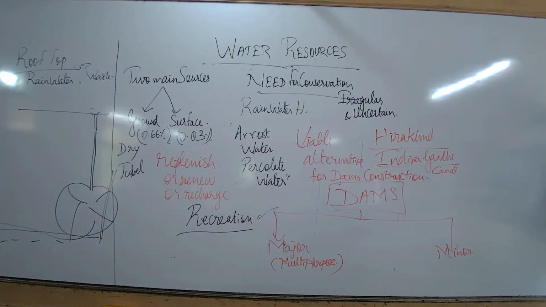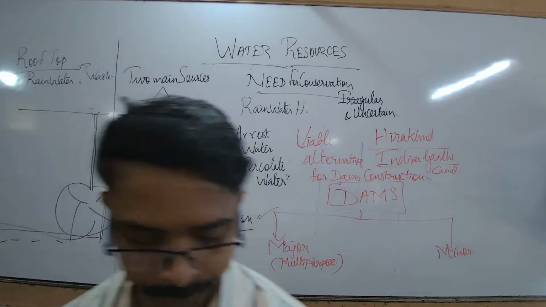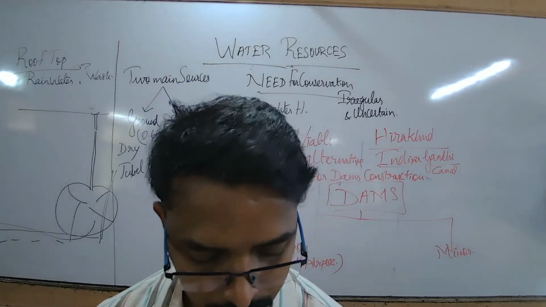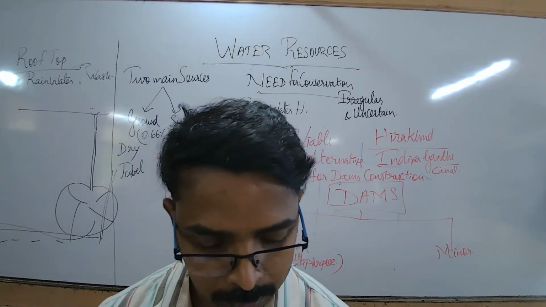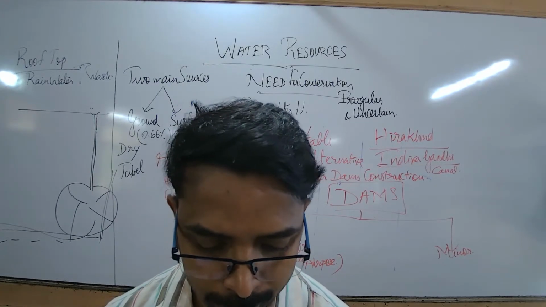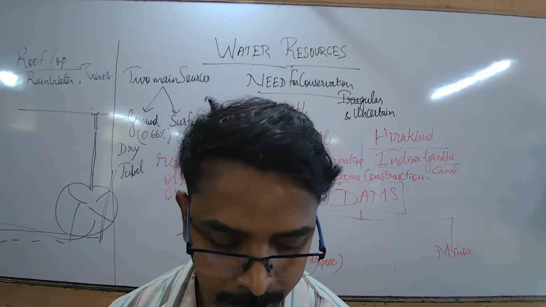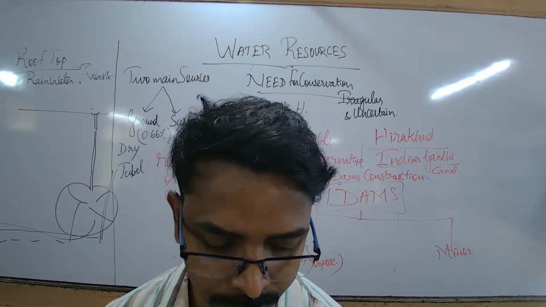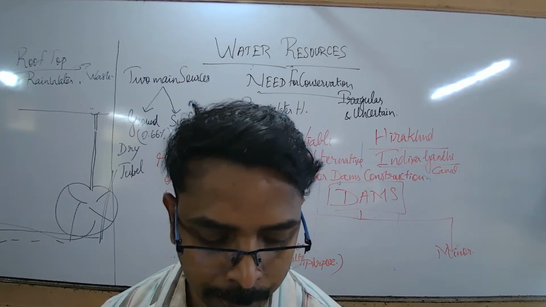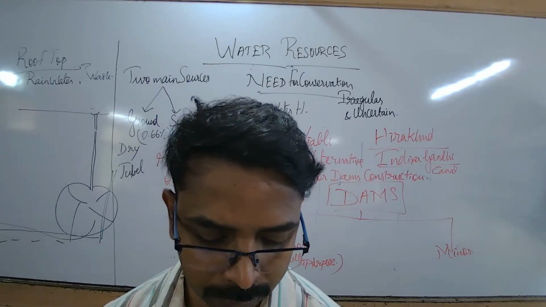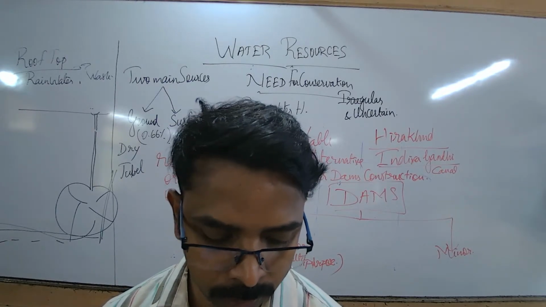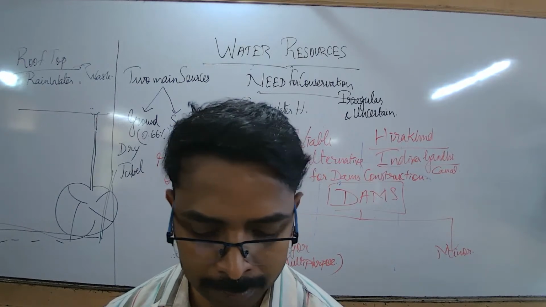Next, modern methods. Modern methods: tube wells, drip irrigation, and perennial canals. The rest are not so popular.